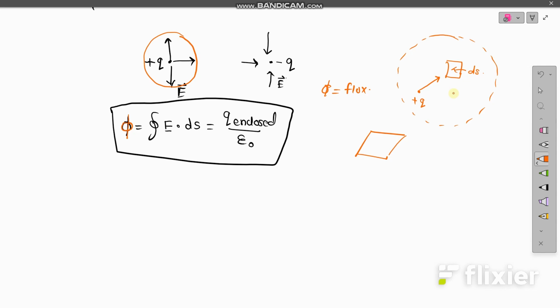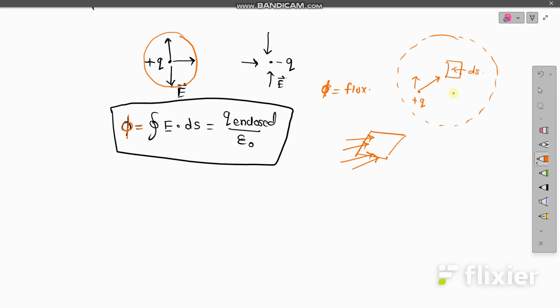So phi is basically what? The number of electric field lines coming out through the surface. The number of field lines that is going to come out through this particular small surface is nothing but your flux. The more electric field lines coming out through this surface, the more will be the value of the flux. So that is basically your flux.